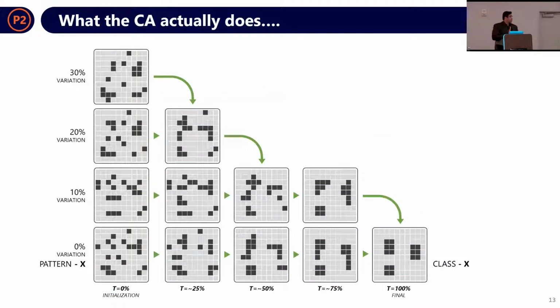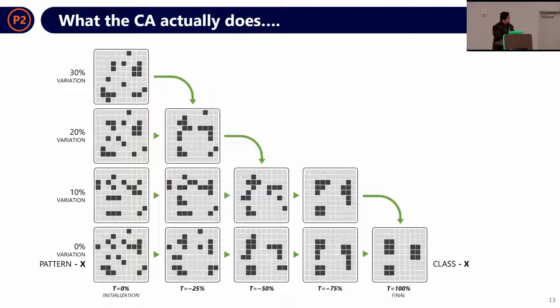So this is what the cellular automata evolution actually looks like. You can take, for example, in the bottom left corner over here, a pattern X. This is an example from the data set, an example of the class X. And you would have multiple variations of that pattern within the same class, with different levels of variation. You can think of this as different samples of the same class from MNIST or FMNIST.